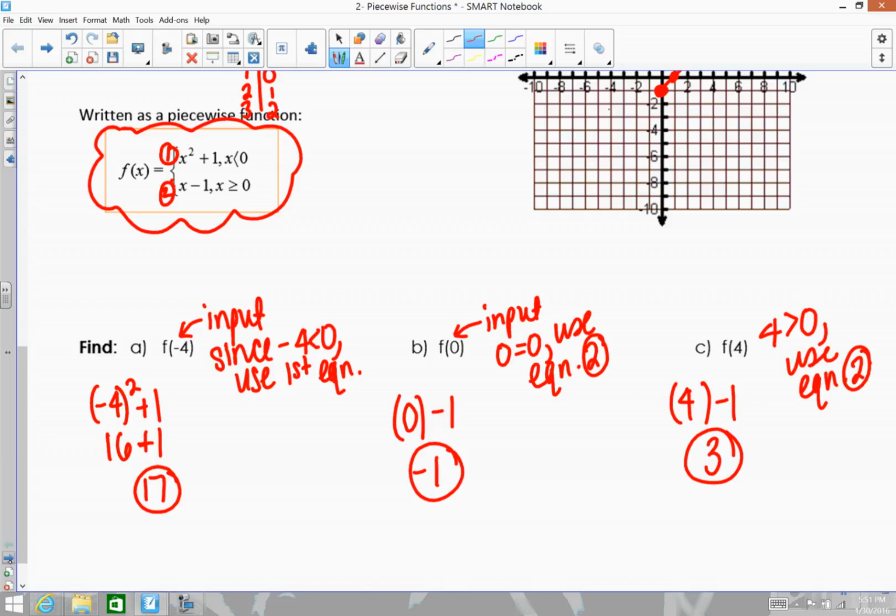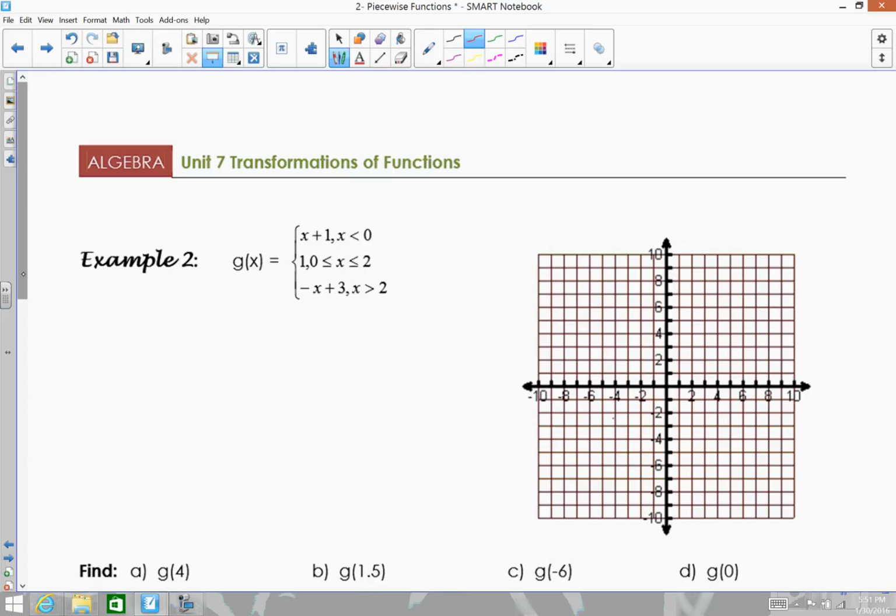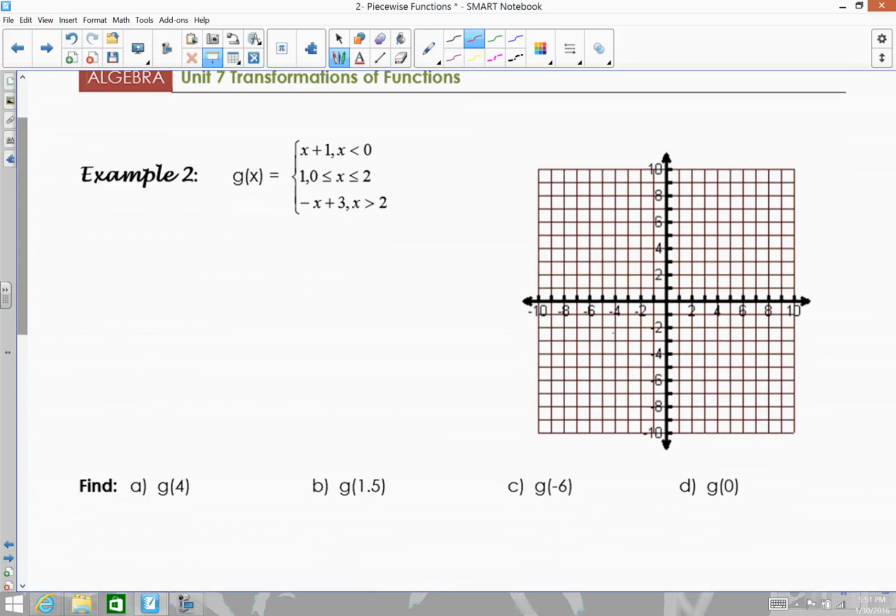So let's try another example. This example has 3 different parts to it, so 3 different pieces, which really isn't a big deal. It's the same process, you just have 3 separate parts. So when you go to do this, number the different parts. You have 1, 2, and 3. For the first one, I have y equals x plus 1, and I'm going to set up a table for this.